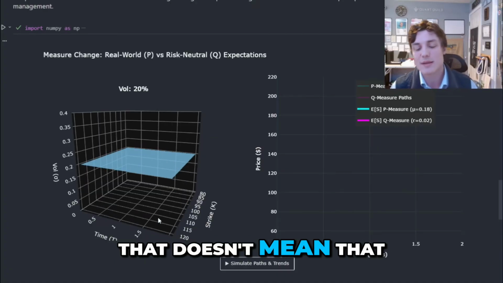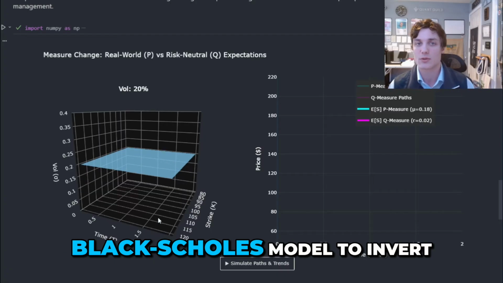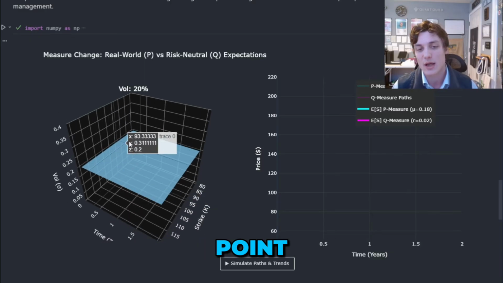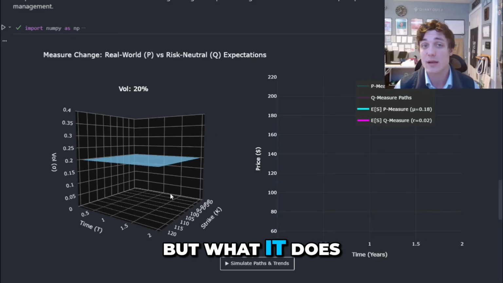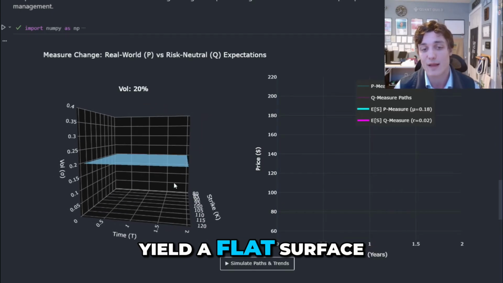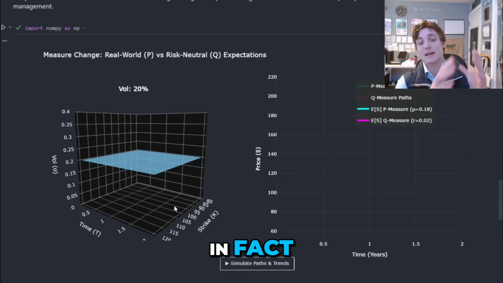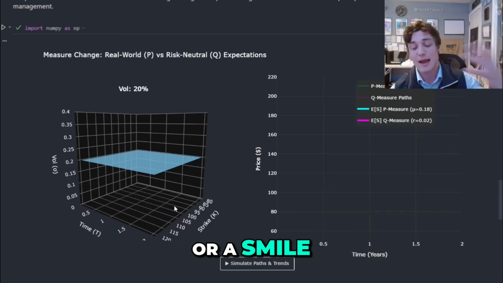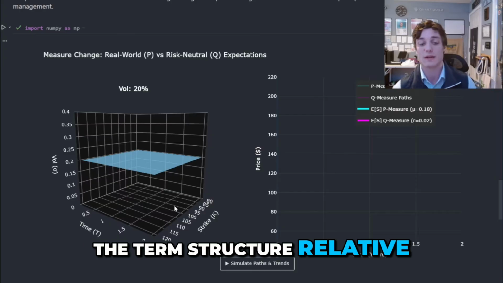Now, that doesn't mean that we can't use the Black-Scholes model to invert the volatility for every point on this grid. But what it does mean is that the inversion isn't going to yield a flat surface. It is in fact going to have some form of a skew or a smile, and of course the term structure relative to the maturity.